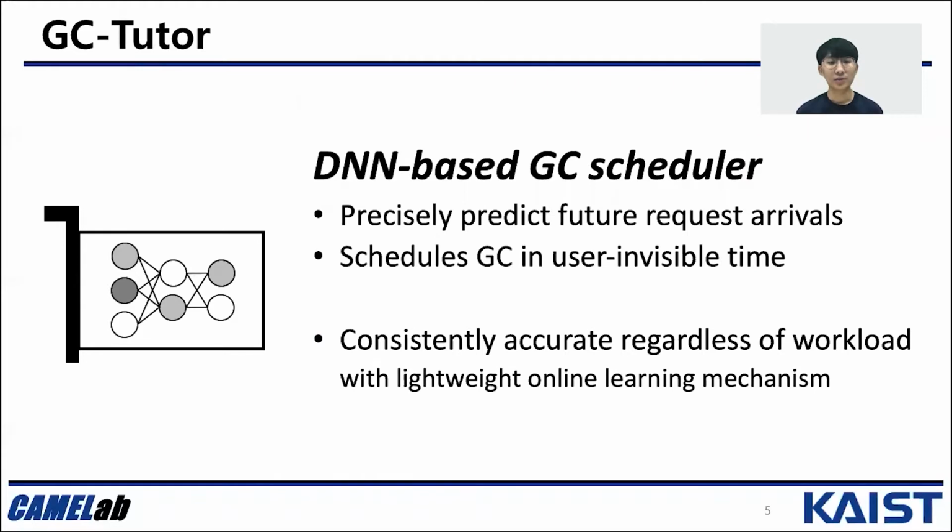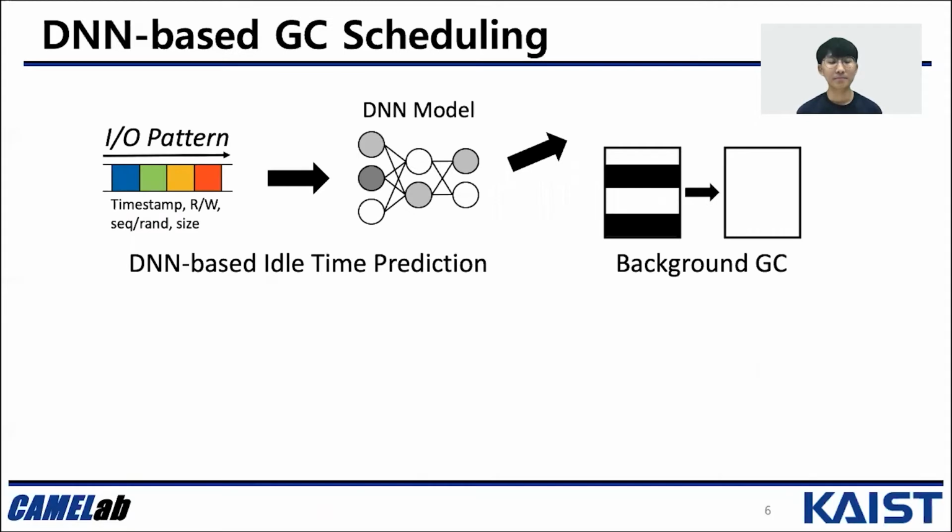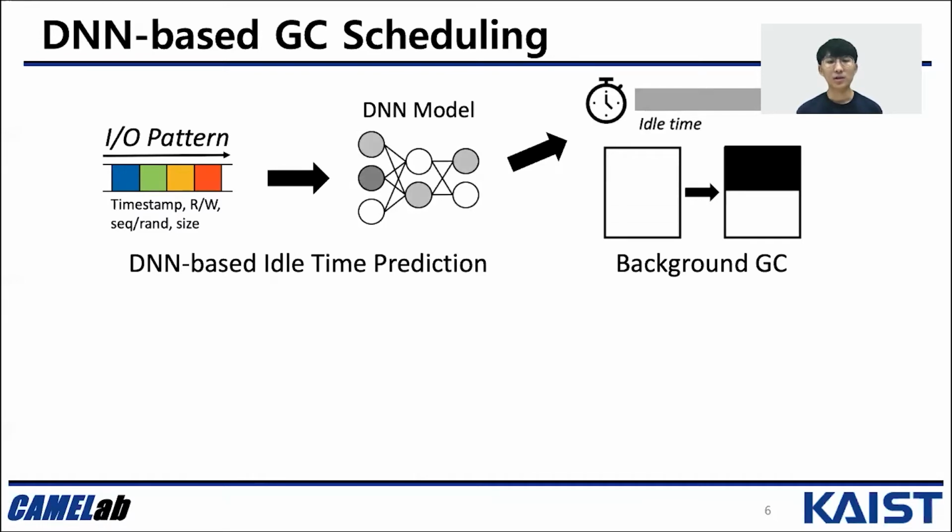To address this issue, we propose GC Tutor, a DNN-based GC scheduler that can precisely predict future request arrivals and schedule GC in user-invisible time. Also, GC Tutor can keep consistent accuracy even on workloads the SSD has never seen by employing a lightweight online learning mechanism. Specifically, our DNN model takes recent IO patterns as input and predicts the idle time between the last request arrival and the next request arrival in a classification form.